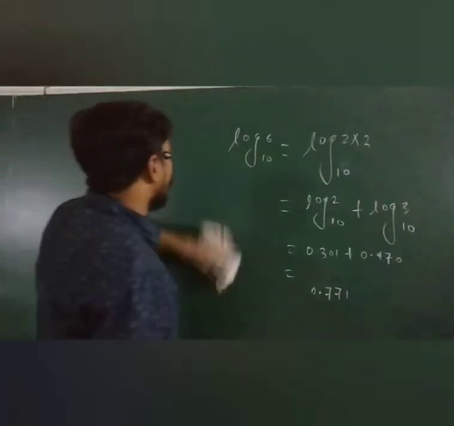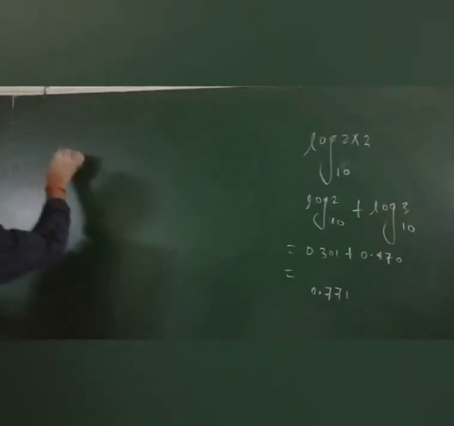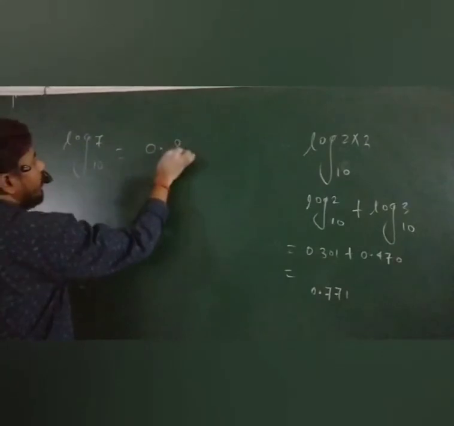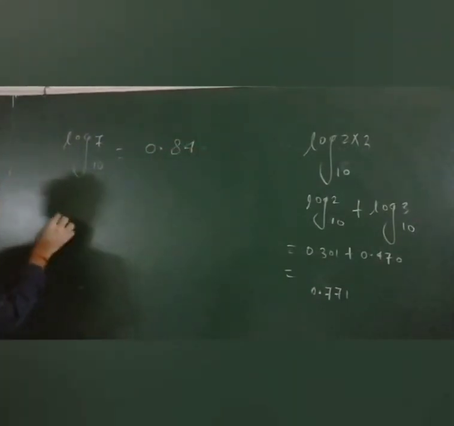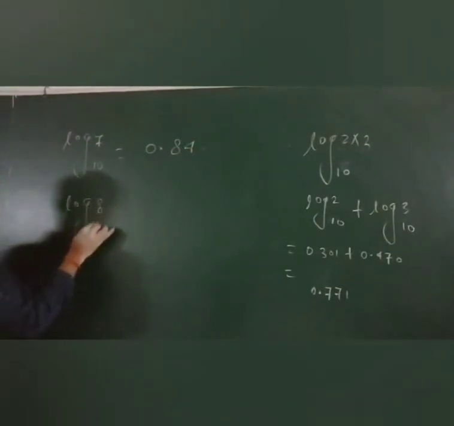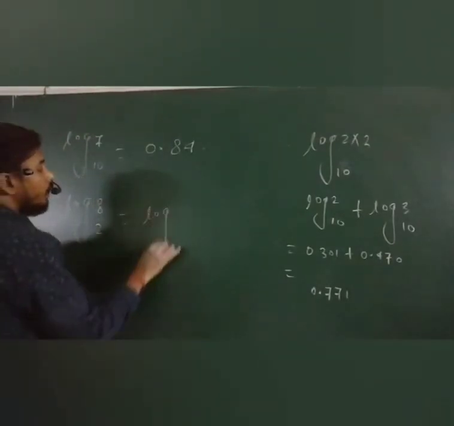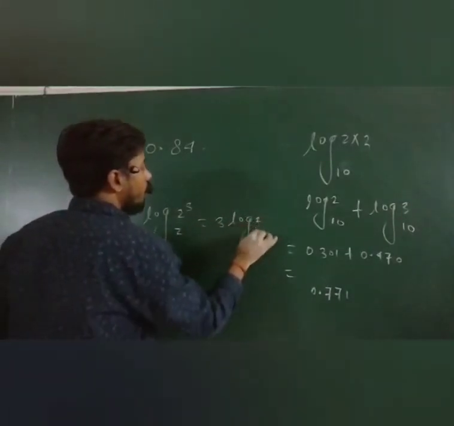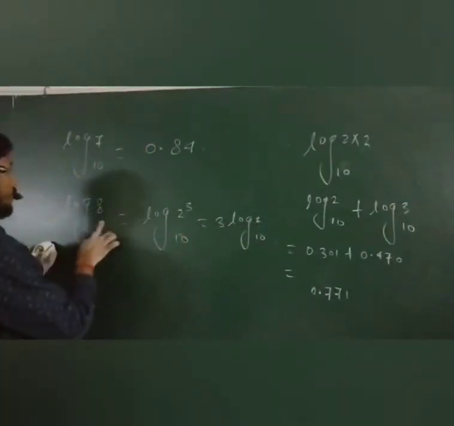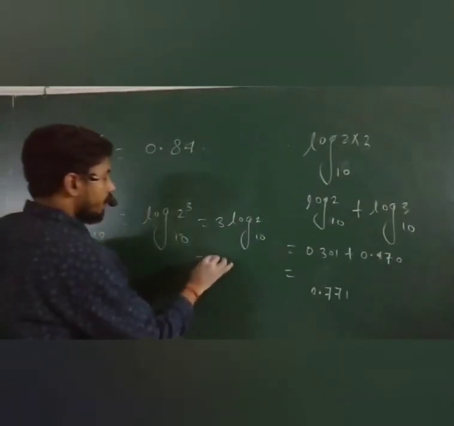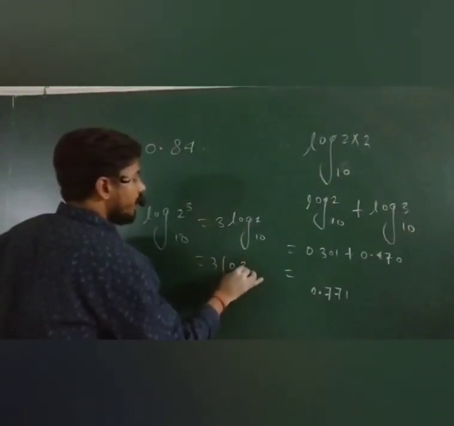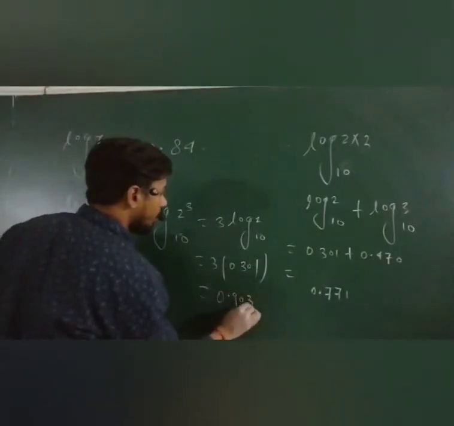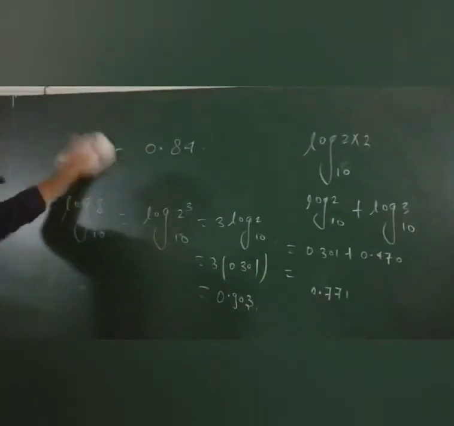Similarly, you can calculate log 7 base 10. This is coming 0.84. Similarly, you can find log 8 base 2. We can write this like that. See, log 2 power 3 base 10. So this becomes 3 into log 2 base 10. So this becomes 3 into, we know that this one is 0.301. So this becomes, my dear, 0.903. So this is the value of log 8.